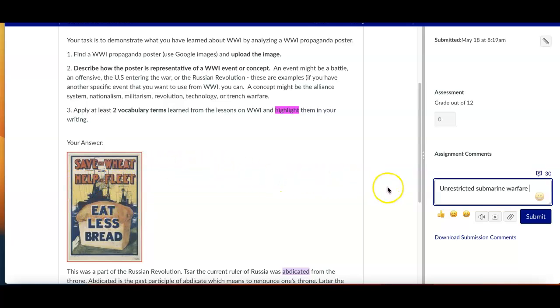So the Germans were using this to shoot down merchant ships, submarines that were out there in the Atlantic, and so the French and the British were losing a lot of their ships due to unrestricted submarine warfare, which was one of the reasons why the United States got involved in the war. Okay, the other one that you could probably use is trench warfare.